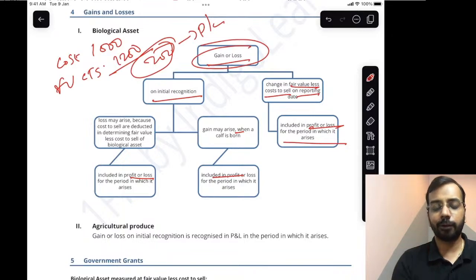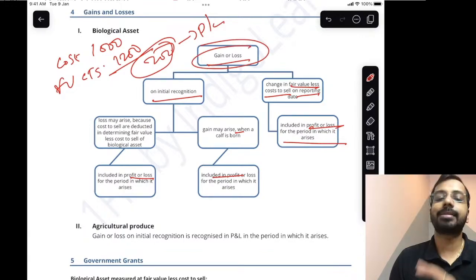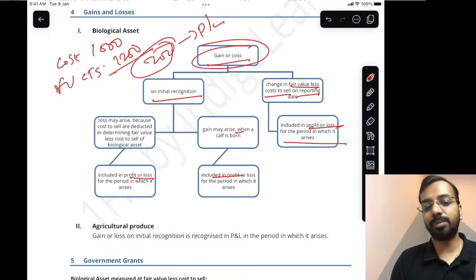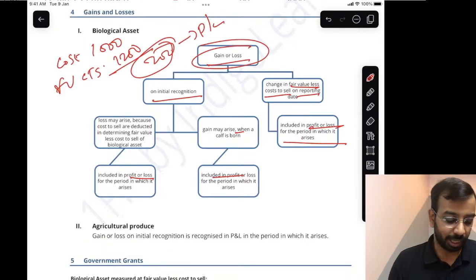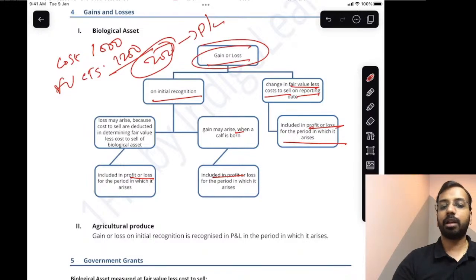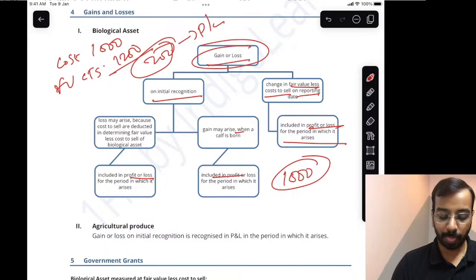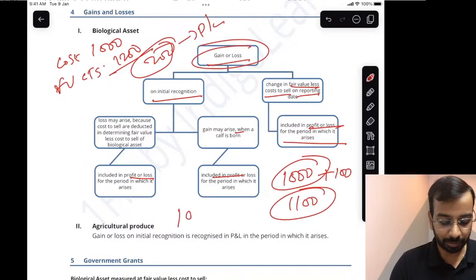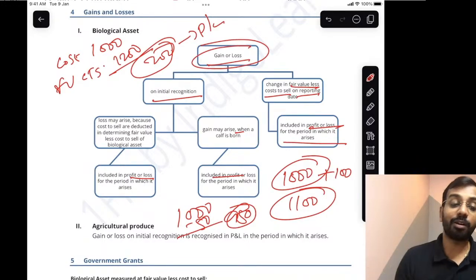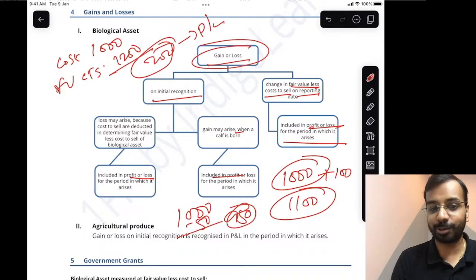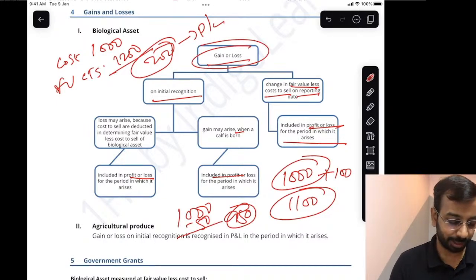Simply put, whenever you recognize any item of agricultural produce or biological asset on the date of initial recognition, you will take fair value less cost to sell. If there is a gain, recognize in P&L. If there is a loss, then also recognize in P&L. Now you may ask, why is it that there will be a loss? So what happens is, maybe you have bought at 1000, for example, and you incurred some transportation cost of 100, so 1100 is the cost. Fair value is 1000, cost to sell is, let us say, 50, so this becomes 950. So this is one unique standard where at the initial recognition also we may have a loss. Okay, so that is where it is done.